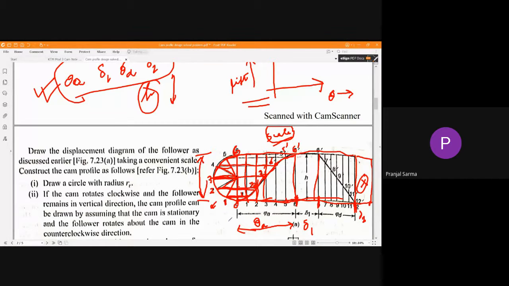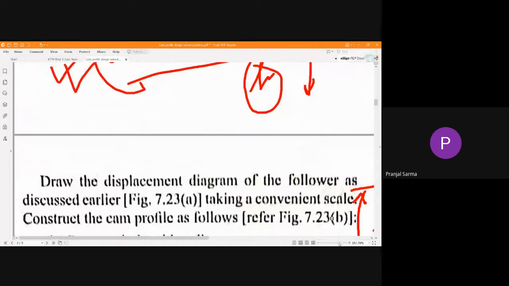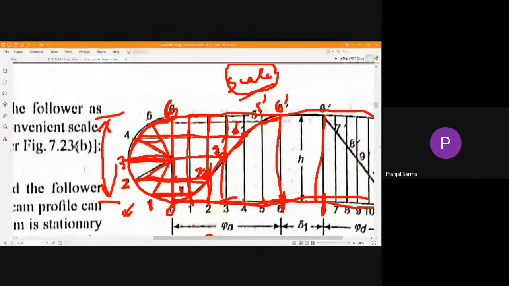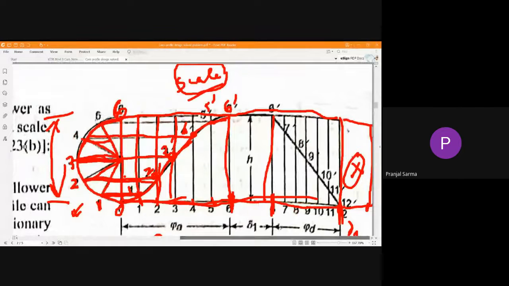So now for theta a this portion is done. Always give nomenclature to those divisions: 1 2 3 4 up to 6. Up to this much I hope it's clear. Once the ascent stroke is done, then we have the 12. That is 6 dash to 6 dash is dwell, no, sir? Yes, this much is 12.